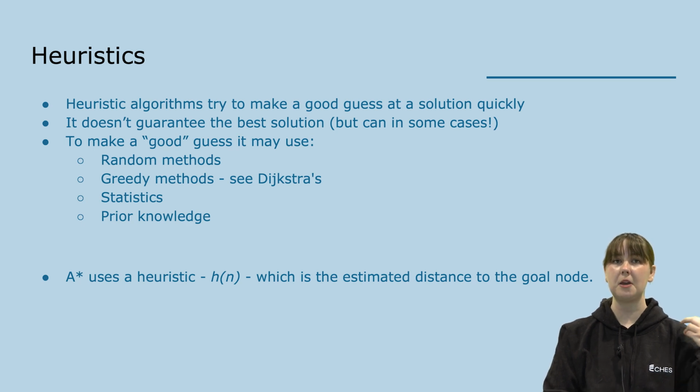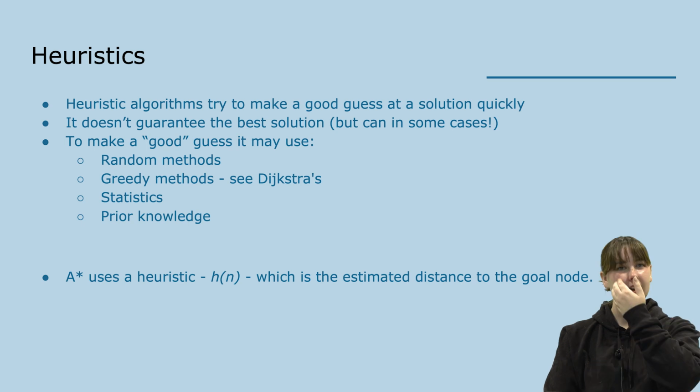So, how do we make sure it's a good guess and not a bad guess? So we use heuristics. That's a random method maybe, a greedy method, like Dijkstra uses a greedy method. We might use statistics, or we might use prior knowledge. Now in our case, we do actually use prior knowledge. A-star uses prior knowledge. We'll have a look at what that means in a minute.